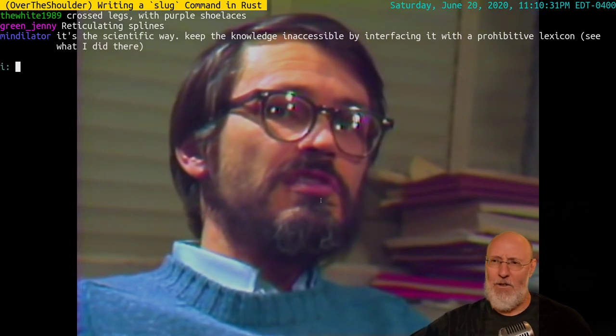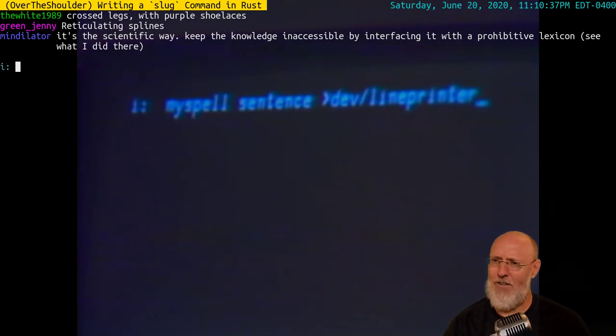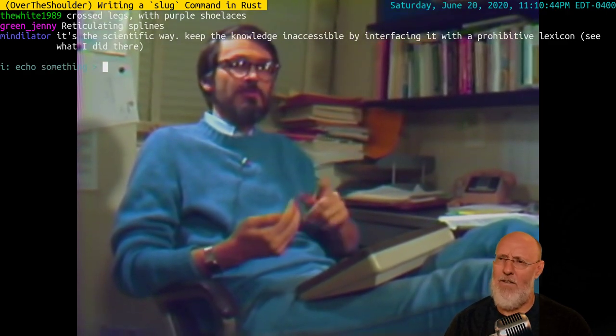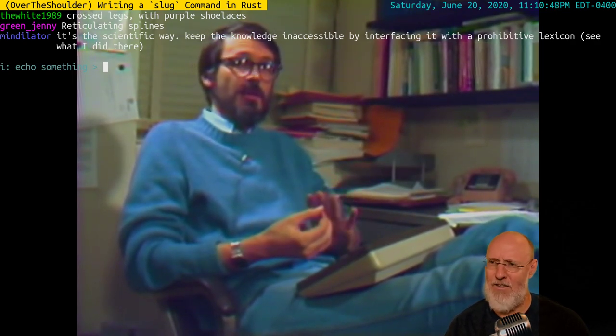All I have to do is shell redirection. I say my spell sentence greater than the line printer device. The output goes into what looks like a file, except that it's actually a file that causes the line printer to spring into action and print it. But I don't have my line printer attached.